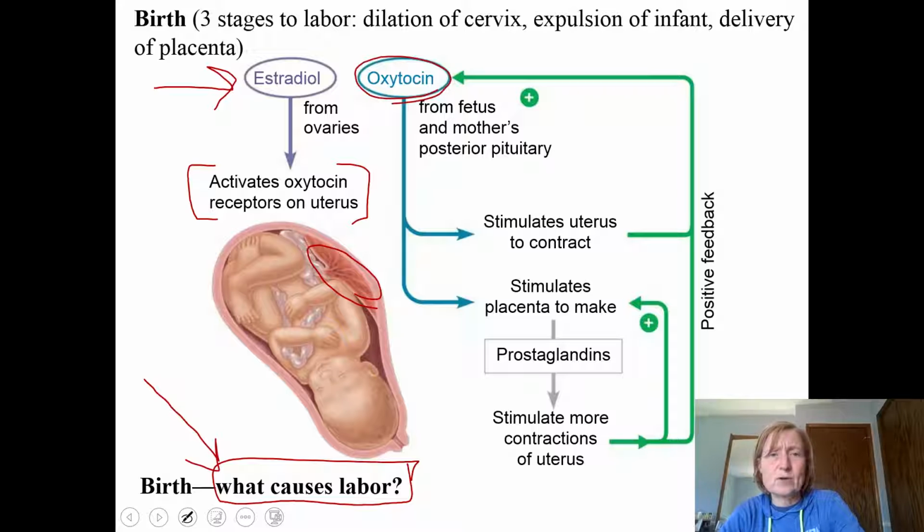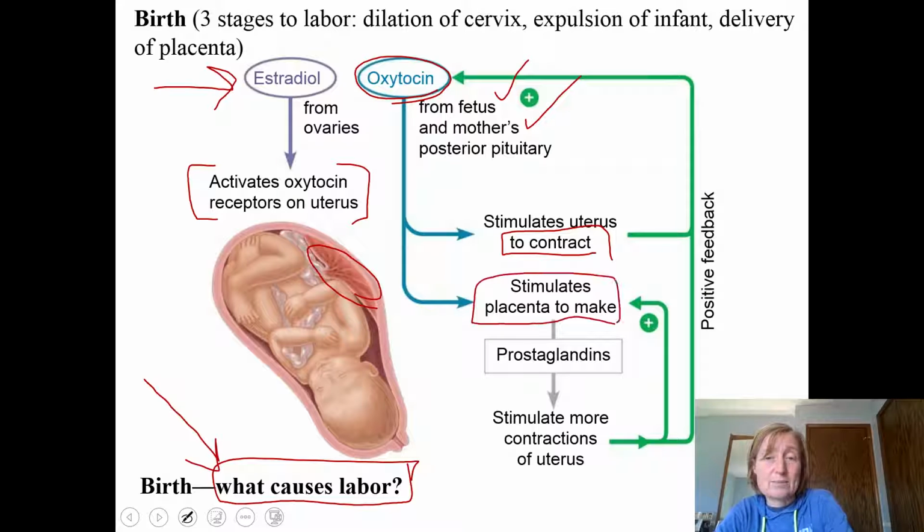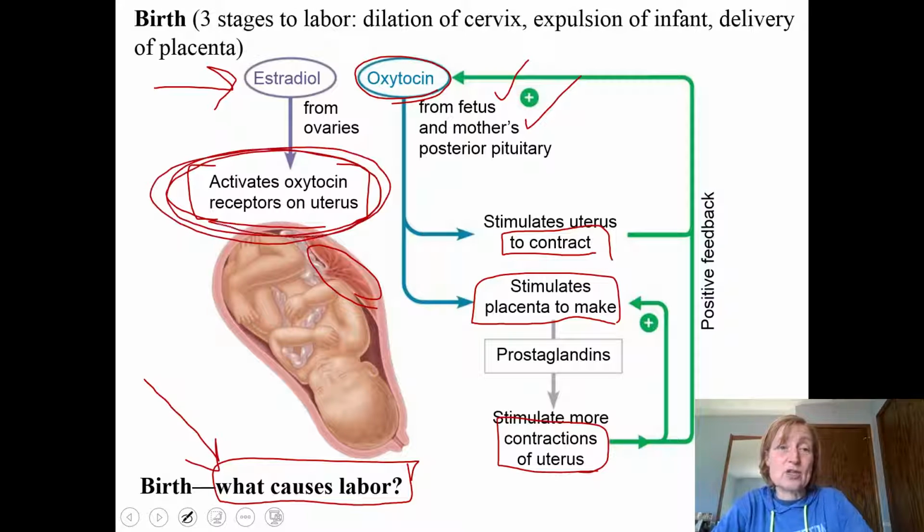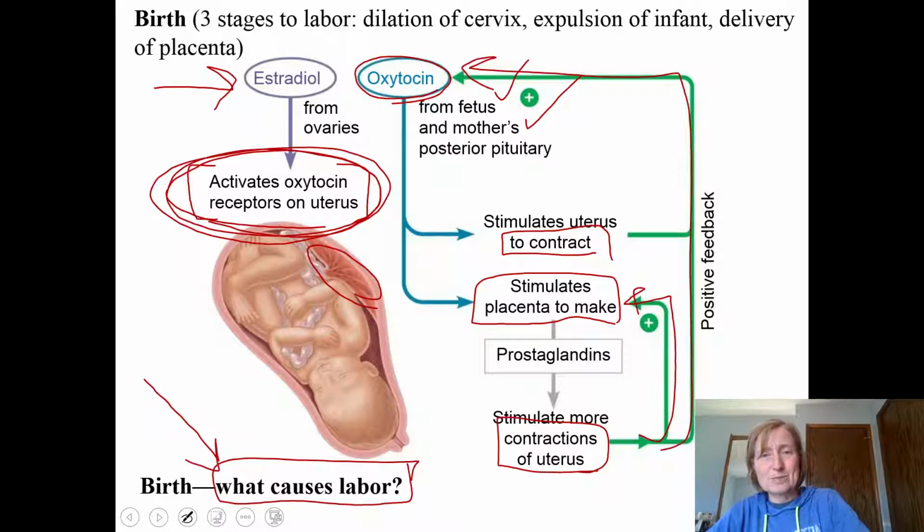Oxytocin is a hormone that's actually made in the brain but released from the posterior pituitary, released from both baby and mother. And what oxytocin does is it causes the uterus to contract. It also tells the placenta to make some prostaglandins, which causes more contractions. So the increase in oxytocin can lead to bigger and bigger contractions. Plus, the increase in estradiol makes receptors in the uterus more sensitive to oxytocin, and that's happening toward the end of the pregnancy. Now, watch this. Positive feedback system, something you don't see too much, but there they are.